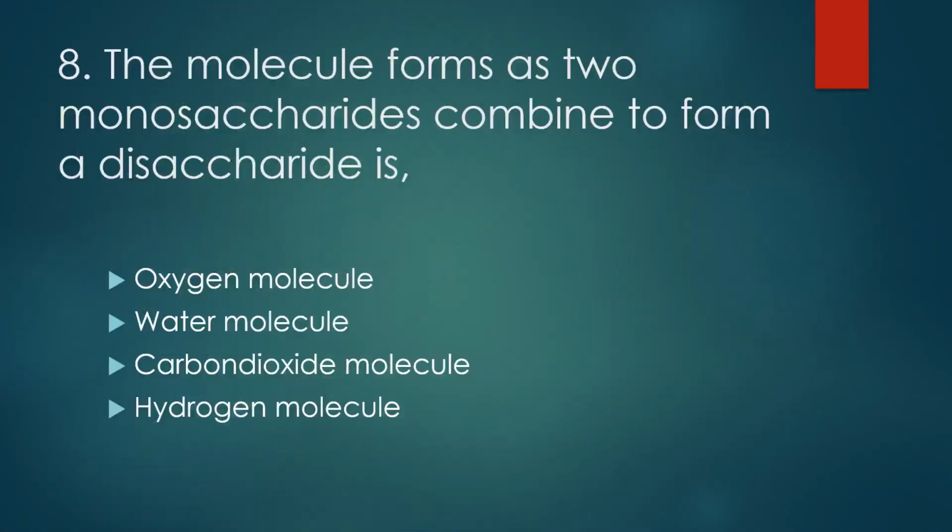Question number 8. The molecule formed as 2 monosaccharides combine to form a disaccharide is... Oh, this is a nice question. Here, the 3 monosaccharides are glucose, fructose and galactose. They form maltose, sucrose and lactose by combining with each other. That means glucose and glucose, glucose with fructose, and glucose with galactose. In this combination, Puta, please keep this in mind always: they release a water molecule. Nothing else, only the water molecule.